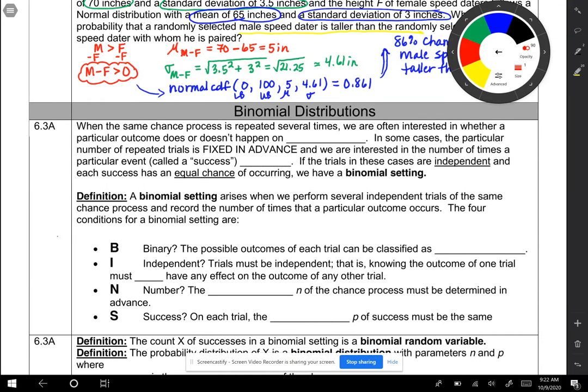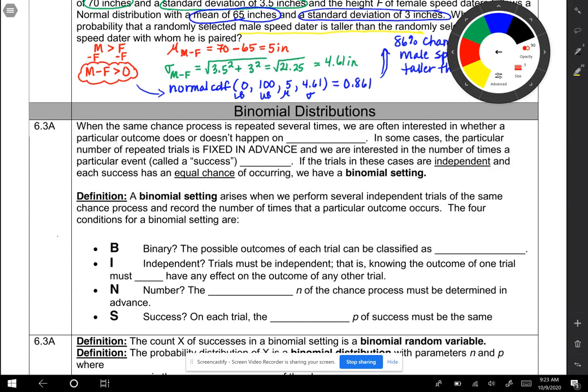Hello, stat students. Last time we talked about combining random variables and combining normal distributions. Today we're going to talk about a different kind of distribution and a different random variable. It's called a binomial random variable, binomial distributions.